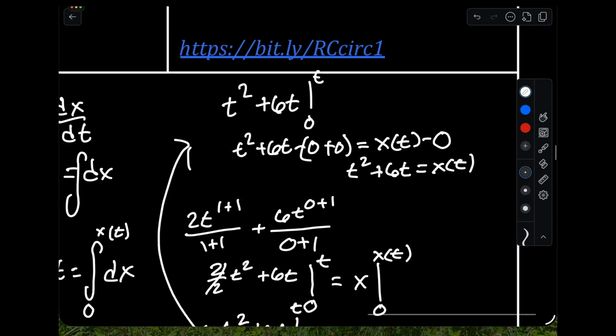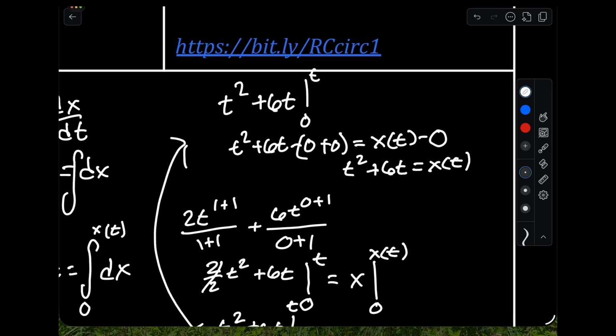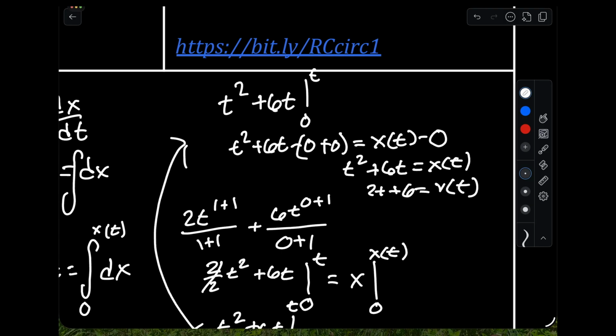And in fact, if we want to double check our answer, we can take the derivative of the position function to get back our velocity function. So we take the derivative of t squared, which using power rule, we would get 2t. And then we get plus 6 here equals v of t.